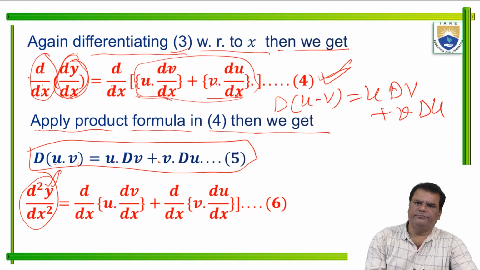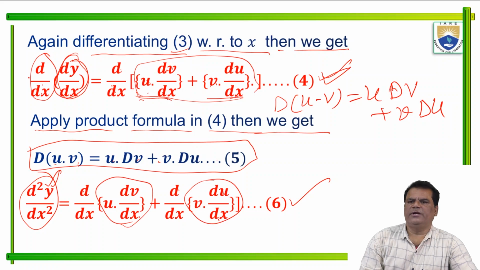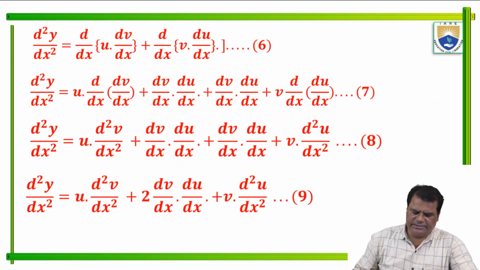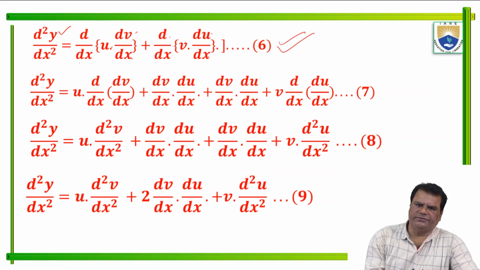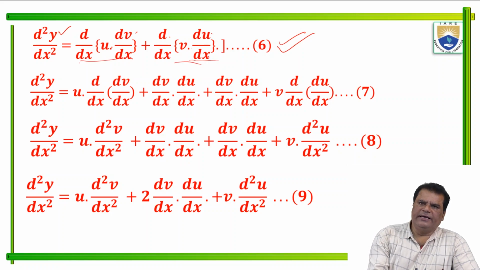So there are two terms, both are products, two functions in each term. So we apply the product formula in each term. Here d/dx of u dv/dx plus d/dx of v du/dx. This is equation 6. So after differentiating, we get d2y/dx2 equal to d/dx of u dv/dx plus d/dx of v du/dx. This is the same as equation 6 on the last page. Now apply the product formula here.